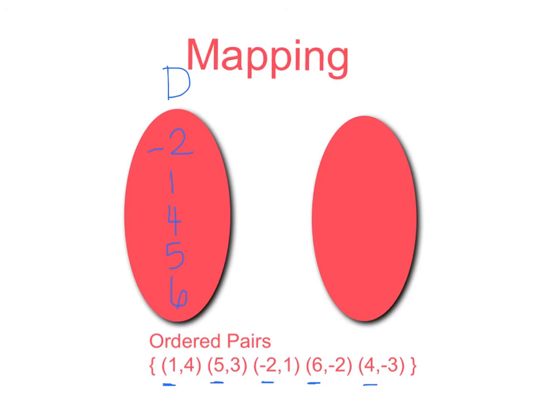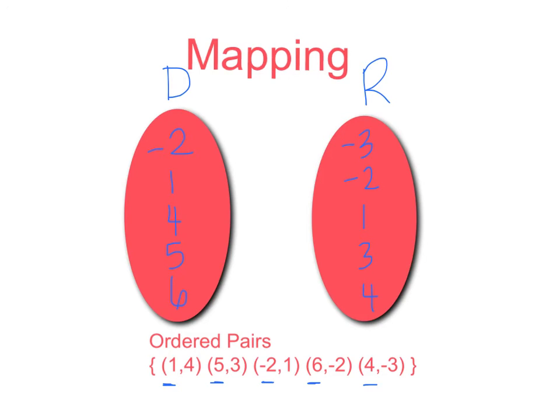Now, the second circle is for our range values. So those are all the y. And we're going to put those in order from least to greatest. So that would be -3, -2, 1, 3, 4.